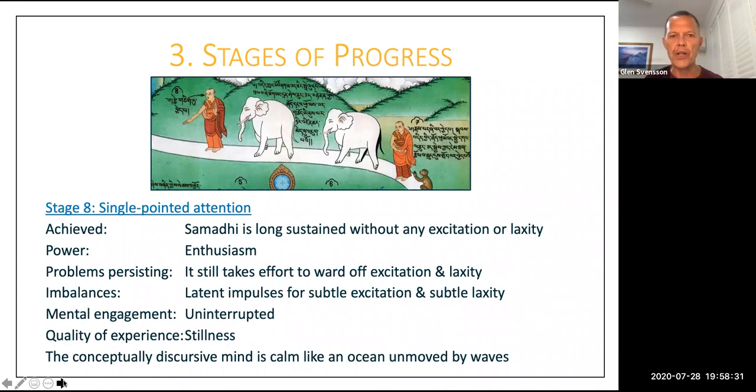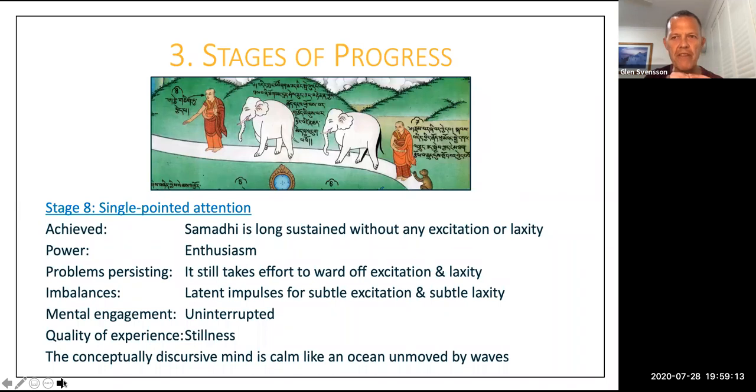So that's why it's called single pointed attention. Now we don't have any subtle laxity, subtle excitation. What we achieve is that we can sustain that without any excitation or laxity. We still need to be wary of that laxity and excitation. So we still need a little bit of effort to start the meditation, to be watchful of that. The imbalances are still there, the impulse for subtle laxity and excitation to arise. But now the mental engagement is uninterrupted.